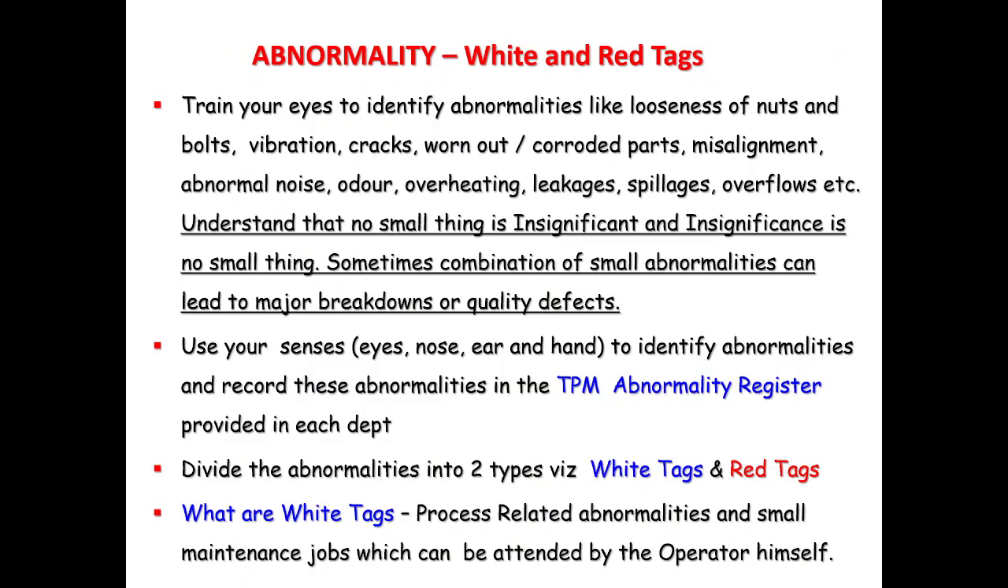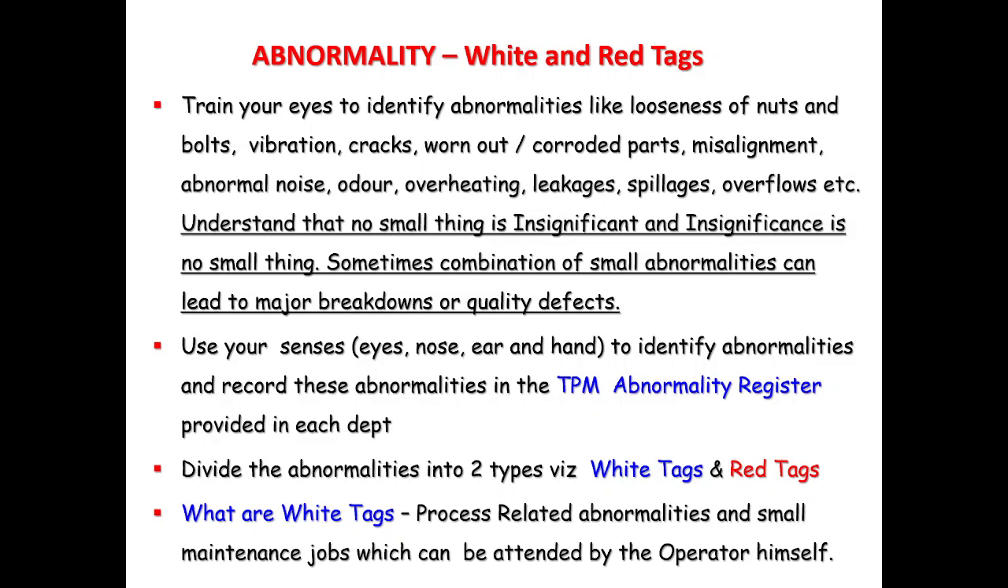Now let's see what are white and red tag abnormalities. During LIT, first train your eyes to identify abnormalities using your senses, that is eyes, nose, ears and hands, and record them in the TPM abnormality registers provided in each department. Even small things should also be captured.